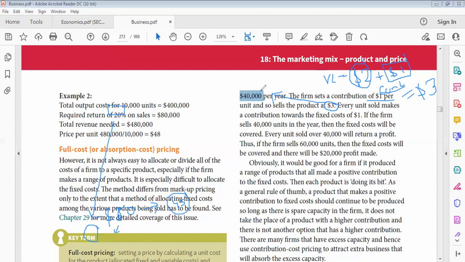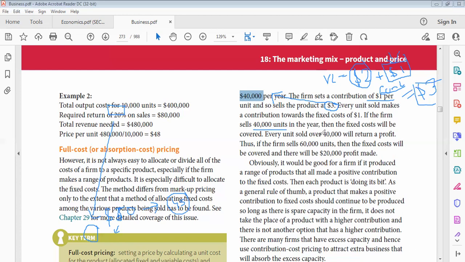Every product is giving you $1. Obviously it's giving you $3, but out of this $3, $2 is your variable cost, and the rest, $1, is actually contribution. That means it helps you to cover for the assets, the machines, the bigger costs. Now the question is, how many products do you have to sell to get that $40,000 back? 40,000 units, yes, very good.